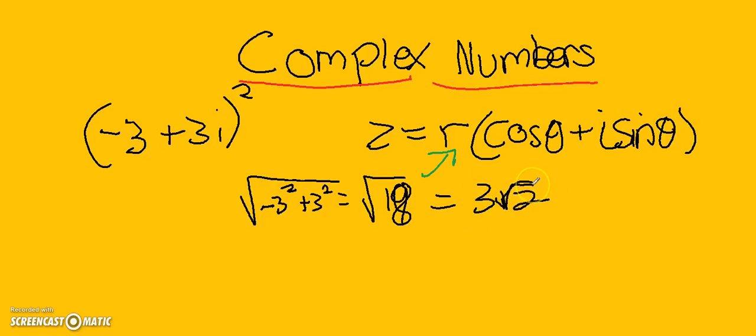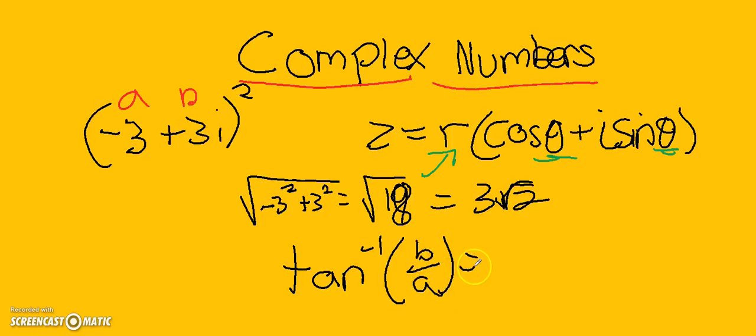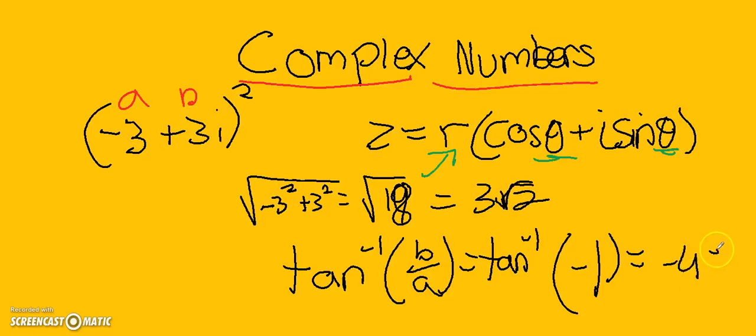So we have r. Now we have to find our angle theta. The way we find theta is we take the inverse tangent of b over a. This is b, and this is a. So it's the inverse tangent of 3 over -3, which is equal to -1, and this just equals -45 degrees. You might have noticed that this is very similar to transforming rectangular coordinates to polar coordinates, so you can really easily remember it.